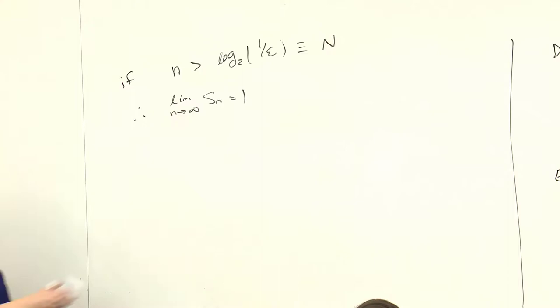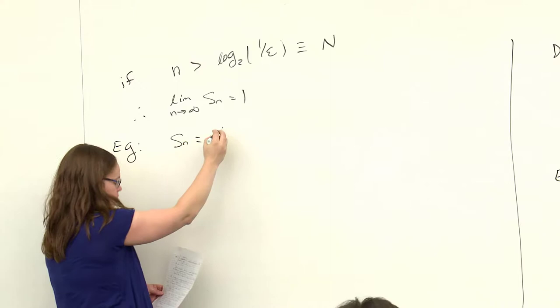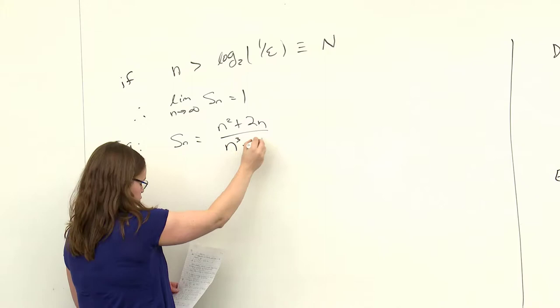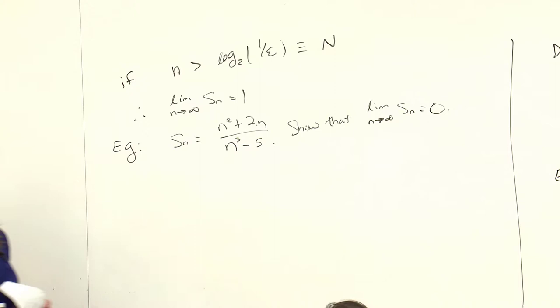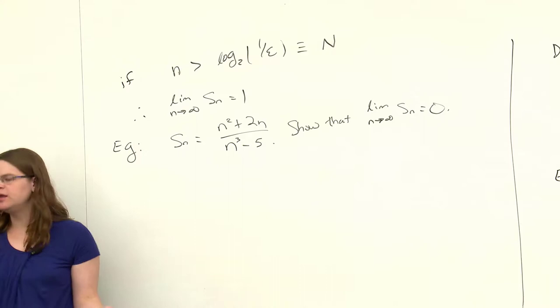I'll give you another one that's a little more complicated. Sn equals n squared plus 2n divided by n cubed minus 5. And we want to show that the limit of this is equal to 0. Okay, we're going to, again, start the same way that we always do. We need an epsilon.